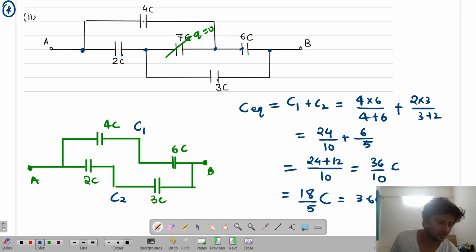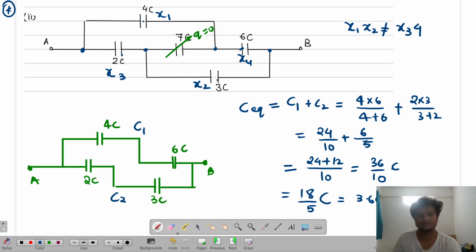Yeah, it's a balanced bridge. If the ratio x1 by x2 is not equal to x3 by x4, then it is unbalanced, quite or not. And for an unbalanced Wheatstone bridge, there is a special way to solve it, and that is there in the HCV. First, we'll learn all the balanced cases, means normal cases, then we'll go on to unbalanced cases. Is that clear?